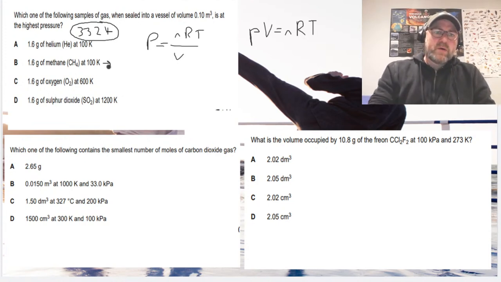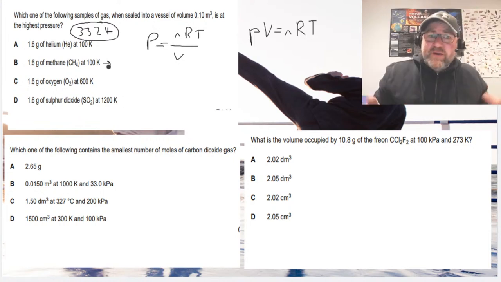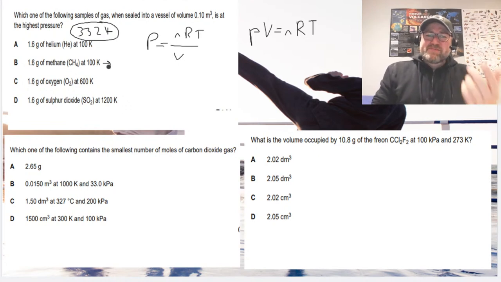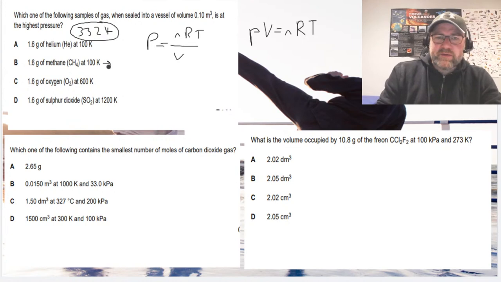And then for this one, well, we've got a larger N. So for this one, without even doing the calculation, I know that everything else is the same, except for the MR, which means I'm going to have... hold on. Let's have a little look. What's the MR of methane? It's 16, so 1.6 divided by 16 is 0.1. Which one of the following samples of gas when sealed in a volume of 0.1 is at the highest pressure?